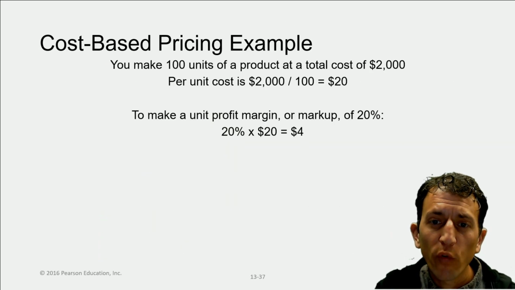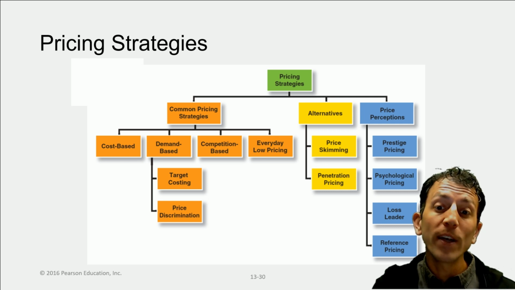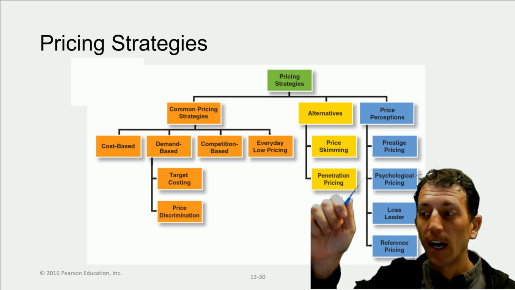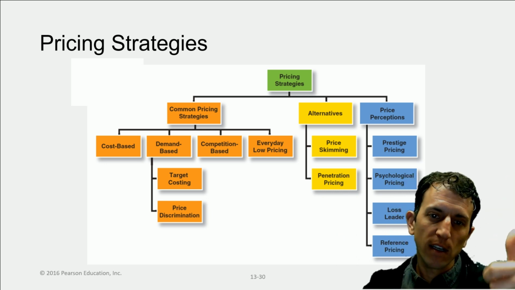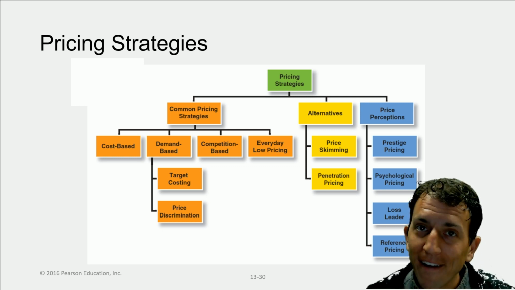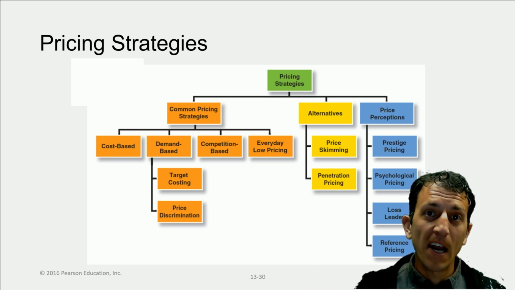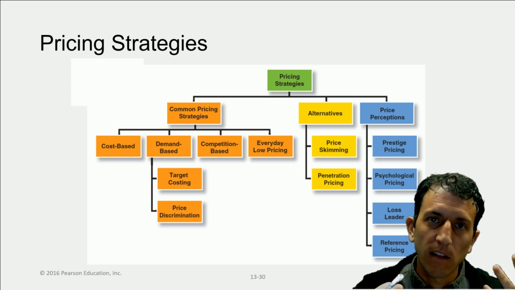So let's see, did we go over all those? Let's just review. Back to here. Oh, we didn't do the last one. If you're looking at the slides here, we did common pricing strategies: cost-based, demand-based, competition-based. The last one is everyday low prices, and that one's easy. Think about Walmart. Every day you can come in and you'll expect the lowest price.